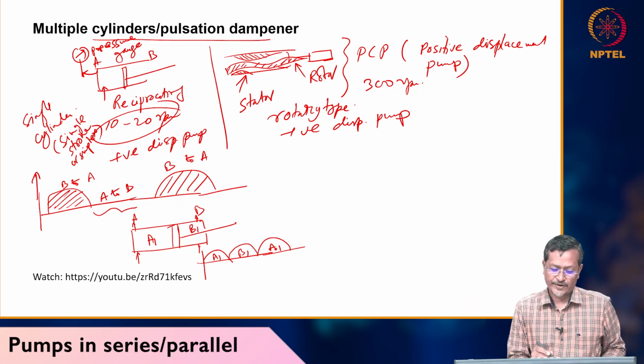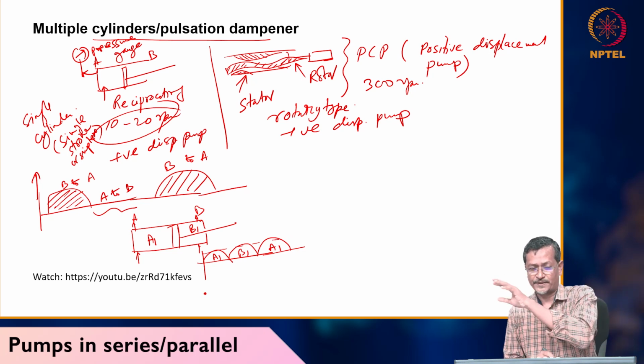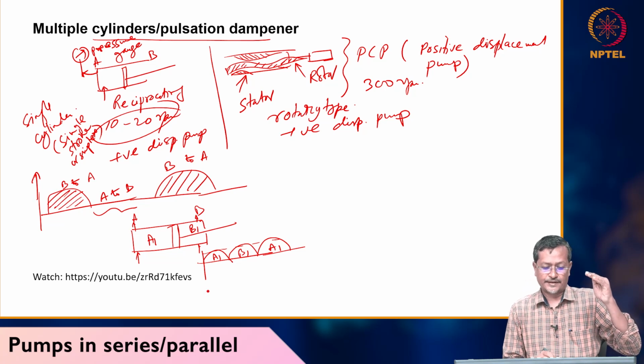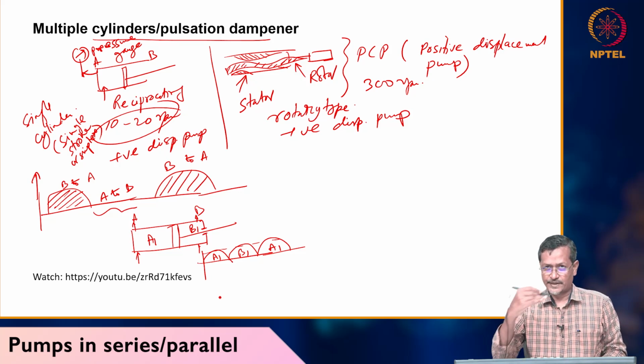So now your pulse profile is almost smooth, right? In the first case, the simplex case, you are getting pulse, no pulse, pulse, no pulse. Now with the double stroke pump, you are getting pulse, pulse, pulse. Still there are some variations.